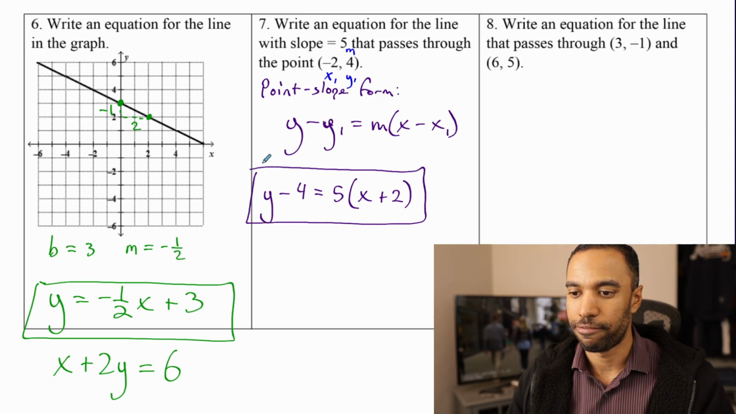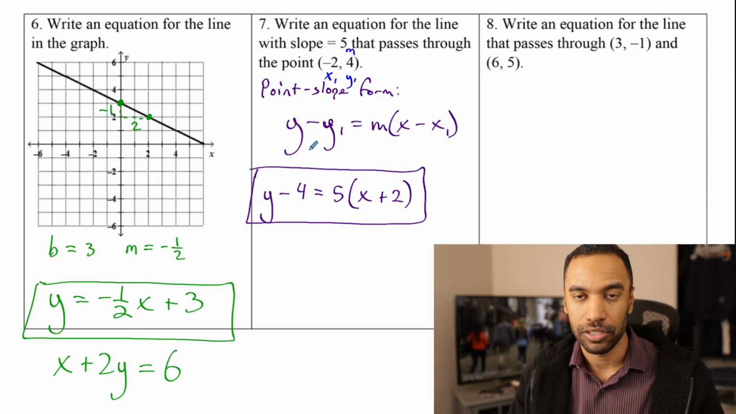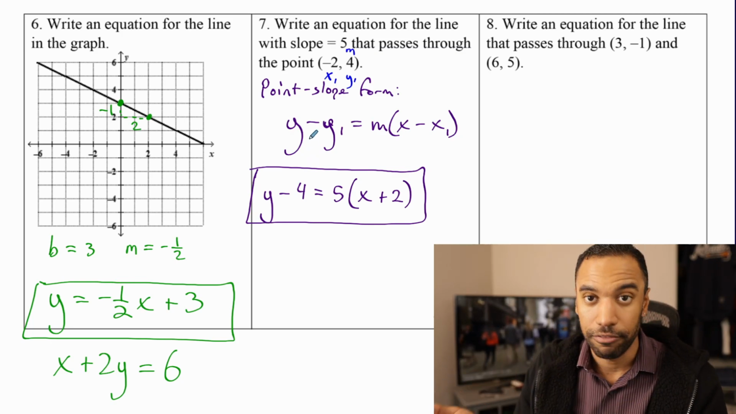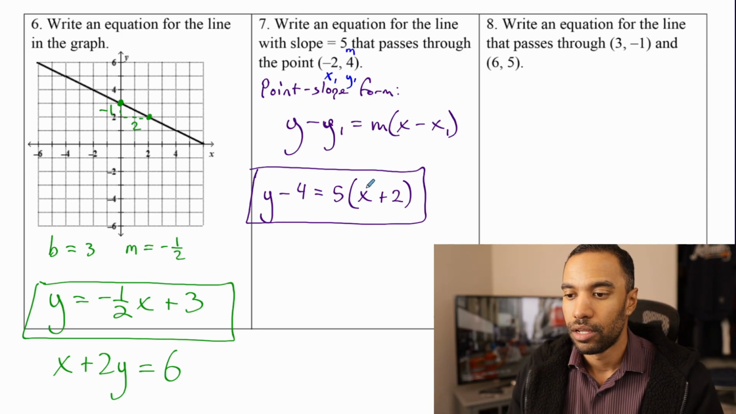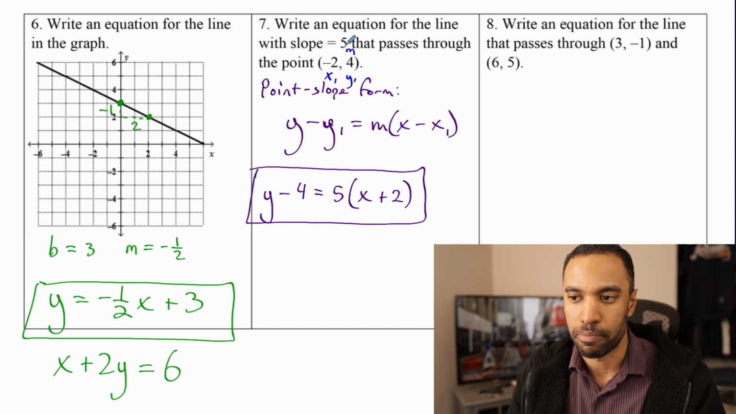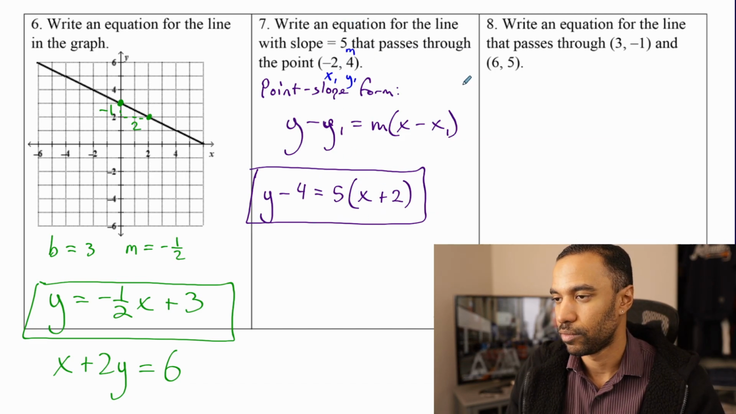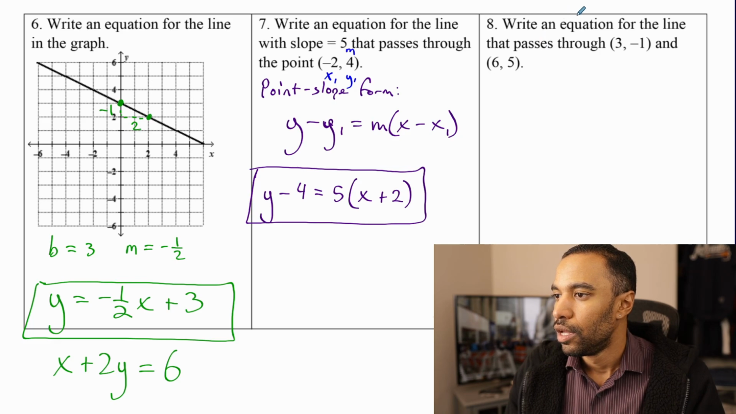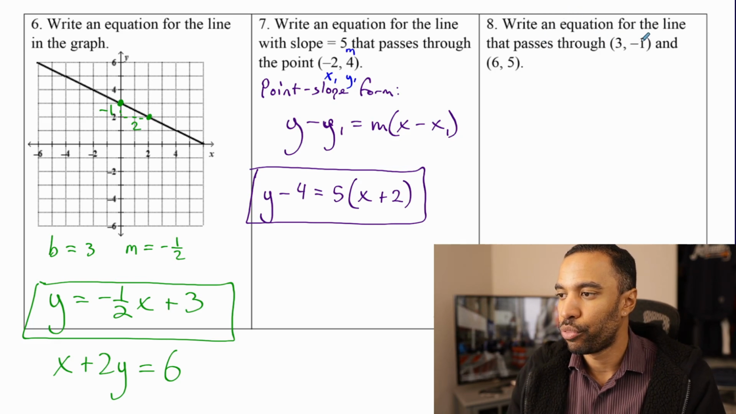That answer is fine. It is valid. It has use. I could graph from this. Technically, what I would do is take this, make the information out of it, and graph it. But we're not going to graph point slope form. Write an equation for the line that passes through 3, -1, and 6, 5.